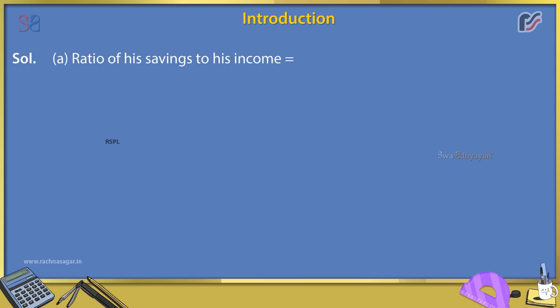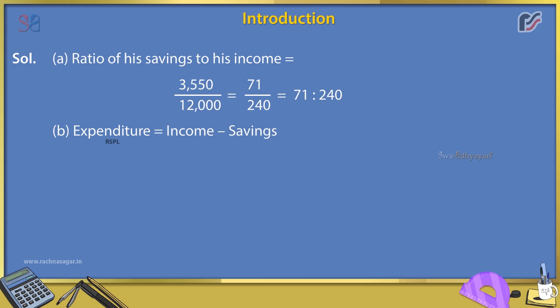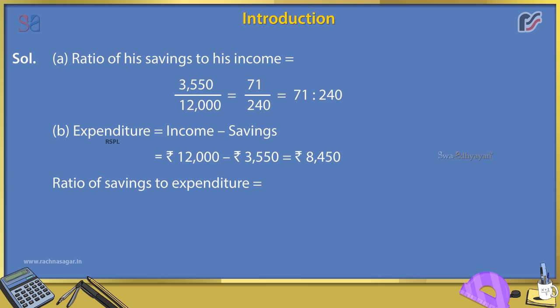Ratio of his savings to his income is equal to 3,550 by 12,000, which is equal to 71 by 240, which is equal to 71 is to 240. B. Expenditure is equal to income minus savings, which is equal to rupees 12,000 minus rupees 3,550, which is equal to rupees 8,450. Ratio of savings to expenditure is equal to rupees 3,550 by rupees 8,450, which is equal to 71 by 169, which is equal to 71 is to 169.